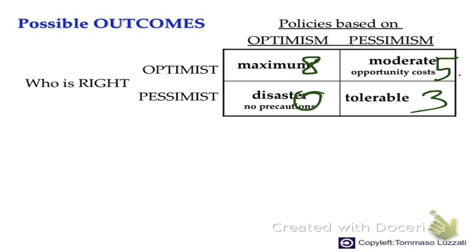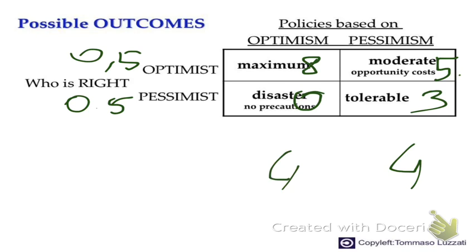Okay? So what is the outcome in case there is 50% and 50% probability of the optimist or pessimist being right? So of course, the policies based on pessimism give an expected outcome of 4. The policies based on optimism give an average outcome of 4. What would you do if you were to decide?